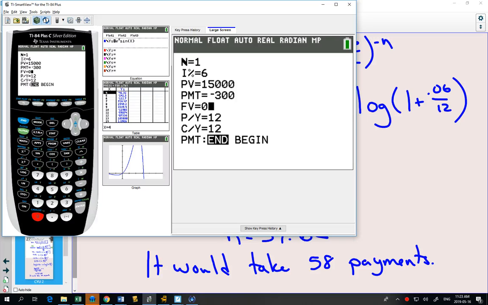How long is this going to take? We go up to n, alpha, solve, 57.68.